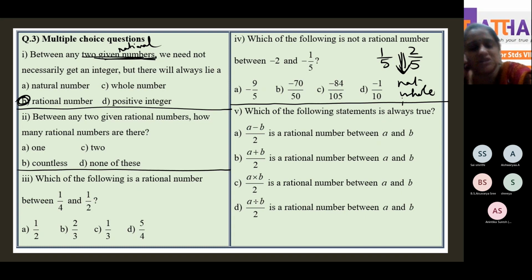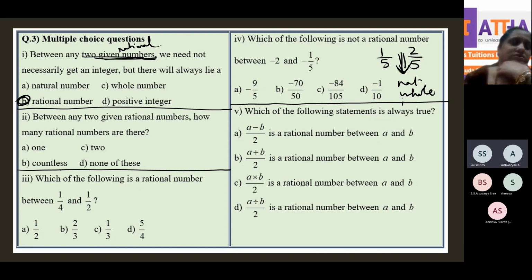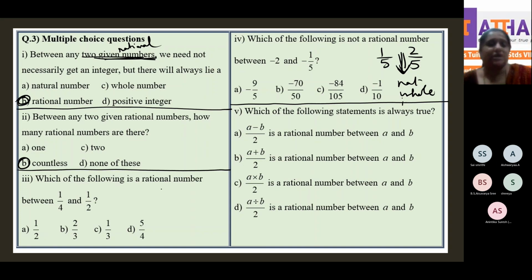Between any two given rational numbers, how many rational numbers are there? Ma'am, countless, ma'am. B. Countless. Yeah, many. Which of the following is a rational number between 1 by 4 and 1 by 2? C, ma'am. 1 by 3. 1 by 3, yeah?